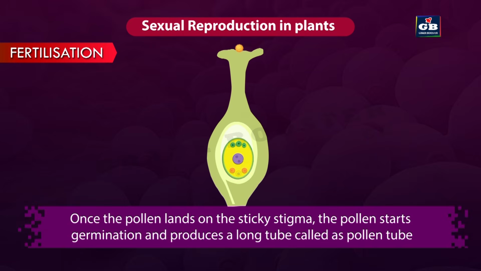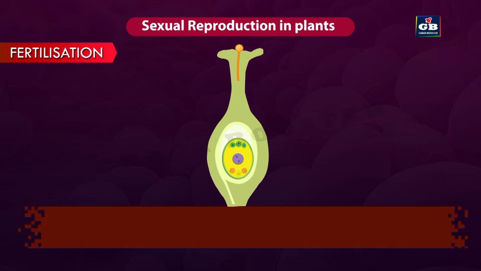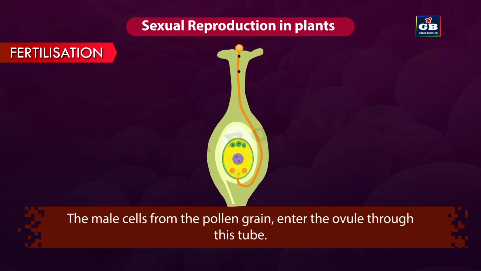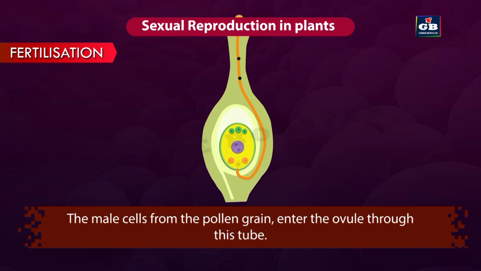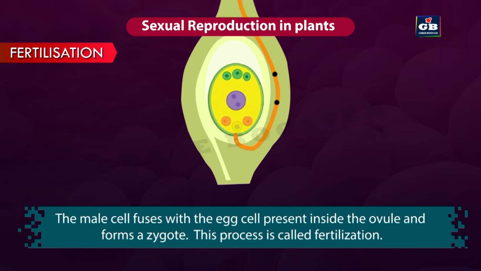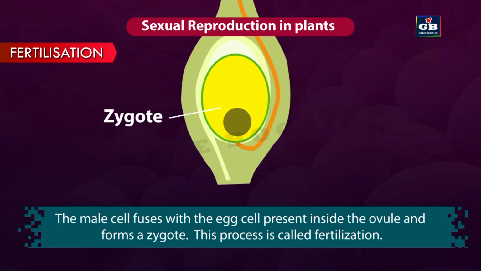Fertilization. Once the pollen lands on the sticky stigma, the pollen starts germination and produces a long tube called pollen tube. This tube travels through the style and reaches the ovule present inside the ovary. The male cells from the pollen grain enter the ovule through this tube. The male cell fuses with the egg cell present inside the ovule and forms a zygote. This process is called fertilization.